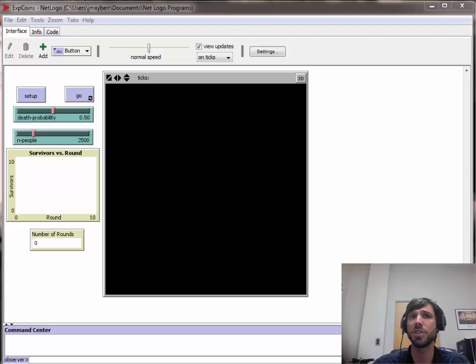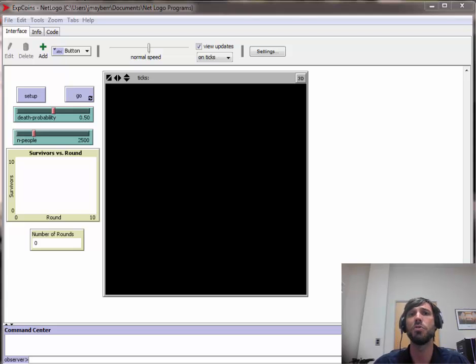So the best way to understand NetLogo's simulation is to think about coin flips. Now, a coin flip is something we're all familiar with as we've played games with them all our life. And a good model for a coin flip is to assume that the coin, when you flip it, has a 50% chance of coming up heads and a 50% chance of coming up tails.